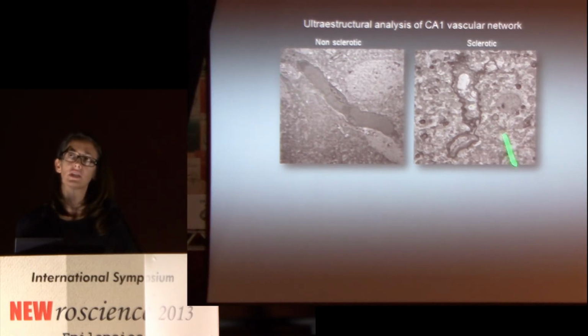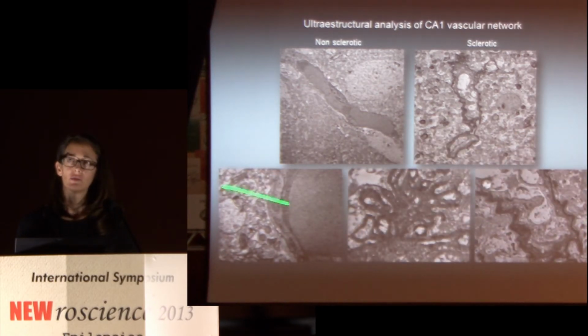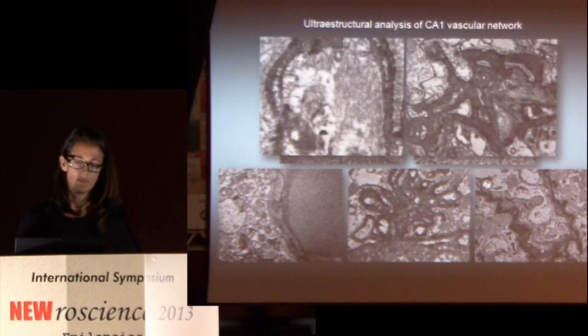When we compare the non-sclerotic and the sclerotic CA1, as we can see here at higher magnification, in the normal tissue the surface of the blood vessels is smooth, and we found endothelial cells with normal structure. But when we examined the sclerotic CA1, we found a very strange structure in the blood vessels, like protrusions and abnormal structures. Also, when we examined the lumen of these blood vessels, we found that it was virtually full of glial processes or fibers.